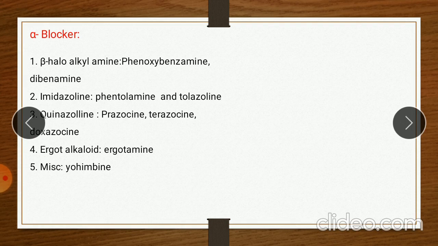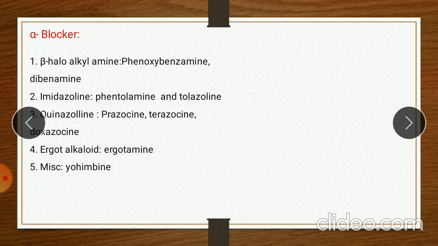So it is a second class of antihypertensive. In case of alpha blocker, it has the following chemical classification. First one is beta haloalkyl amine, example phenoxybenzamine and dibenamine. Second class is imidazoline, example phentolamine and tolazoline. Third one is quinazoline, example prazosin, terazosin, doxazosin. Fourth one is ergot alkaloid, example ergotamine, and miscellaneous, yohimbine.